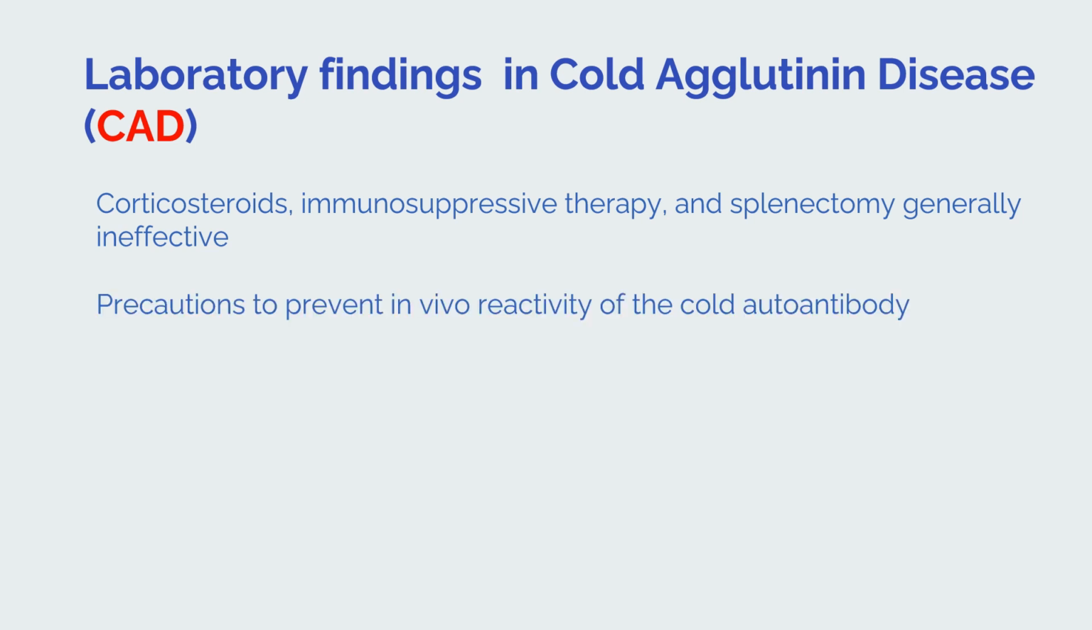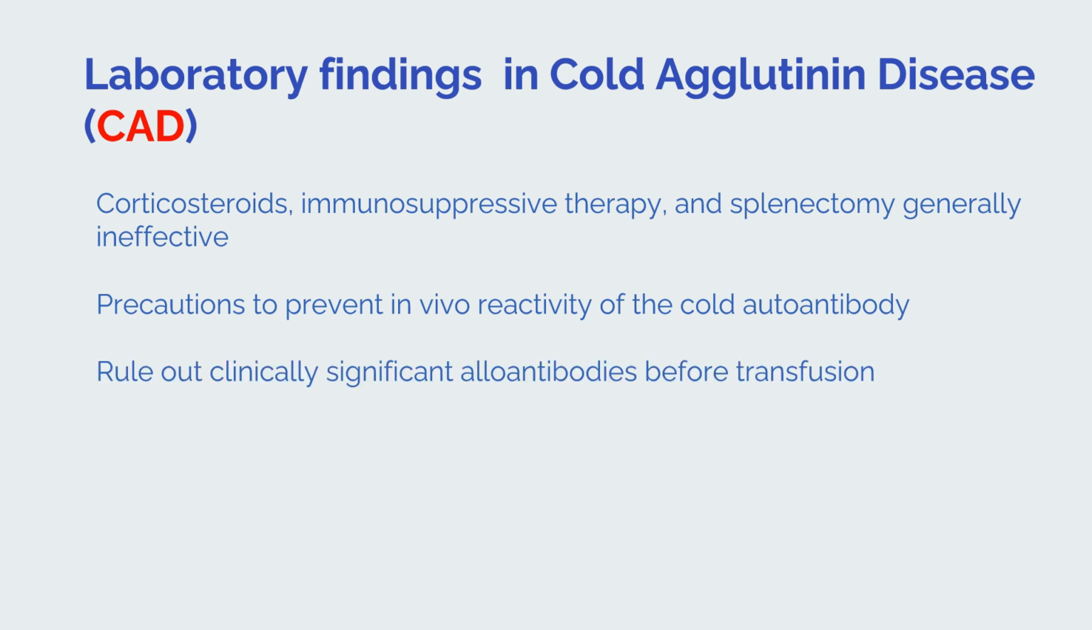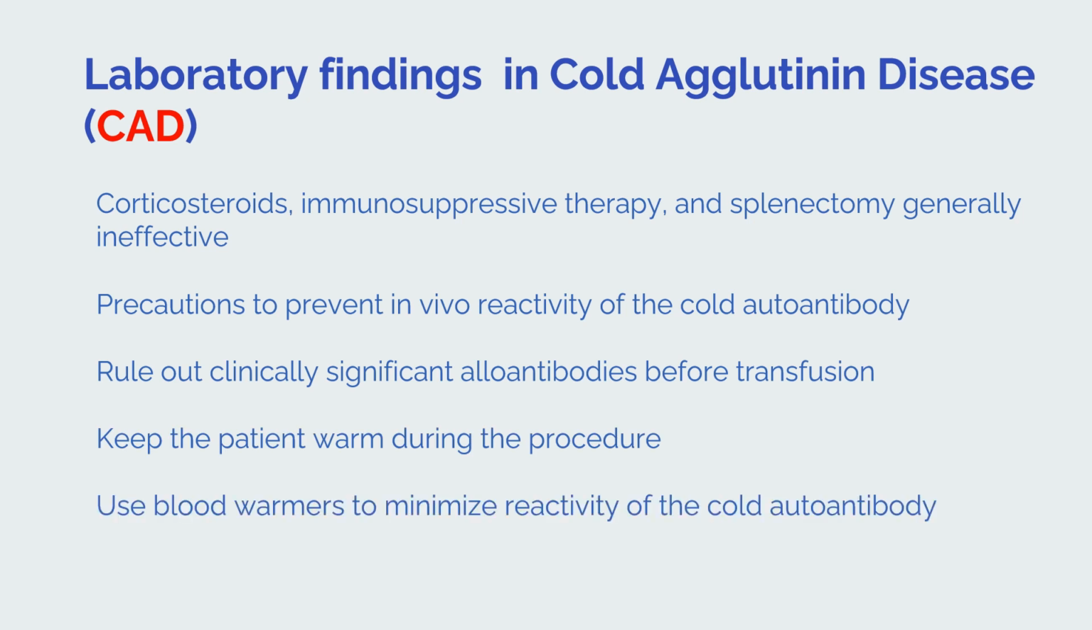In cases where RBC transfusion is necessary, precautions need to be taken to prevent in vivo reactivity of the cold autoantibody. Clinically significant alloantibodies should be ruled out before transfusion, and a patient should be kept warm during the procedure. Blood warmers can be used to minimize the reactivity of the cold autoantibody.